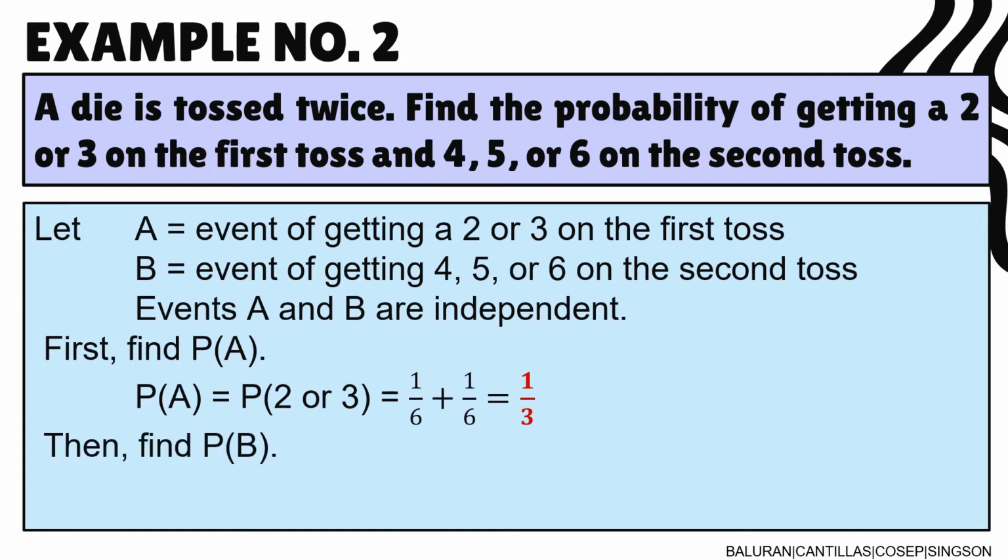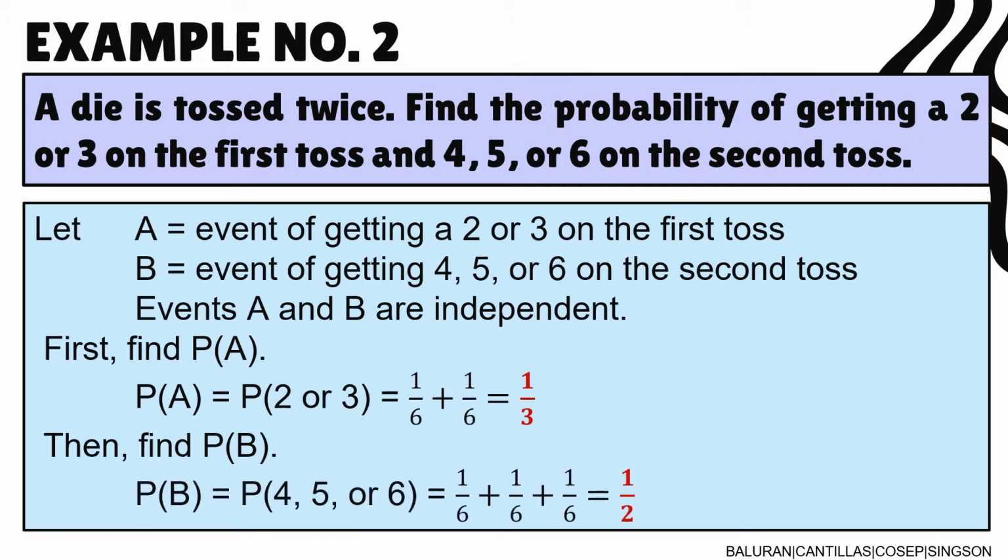Then find the probability of event B. So we have here the probability of B. So we have 4, 5, or 6. So for getting 4, we have 1 over 6 as the probability. Getting a 5, 1 over 6. Getting a 6, still 1 over 6. Then add their probabilities. Then to simplify, it gives us 1/2.